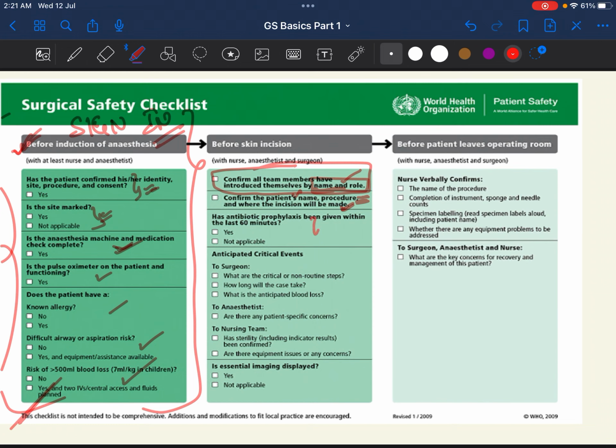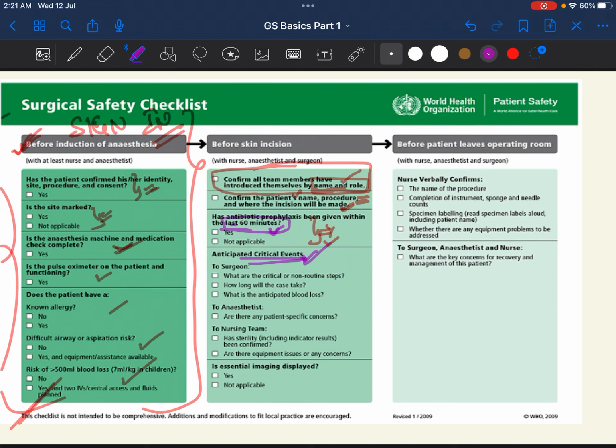And the nursing staff will tell you whether the antibiotic prophylaxis is given or not. Remember, to prevent surgical site infection, you should give the antibiotic at least in the last 60 minutes. And the next thing, the risks you are going to anticipate. What are the risks you are going to anticipate?